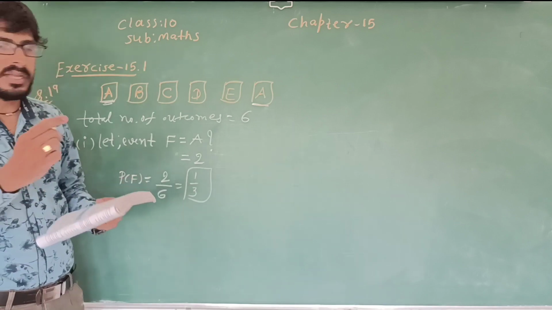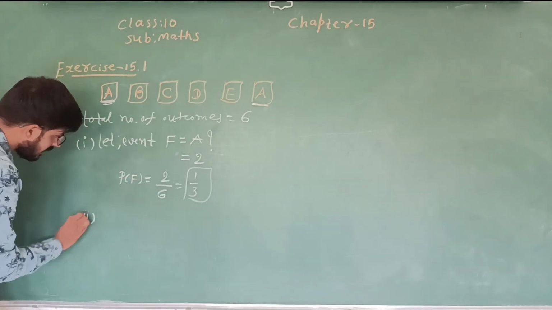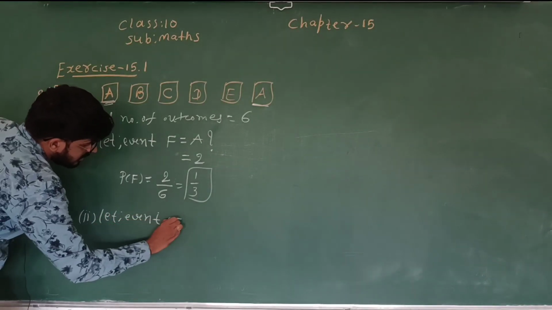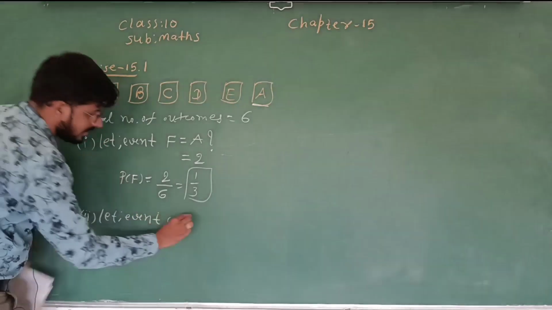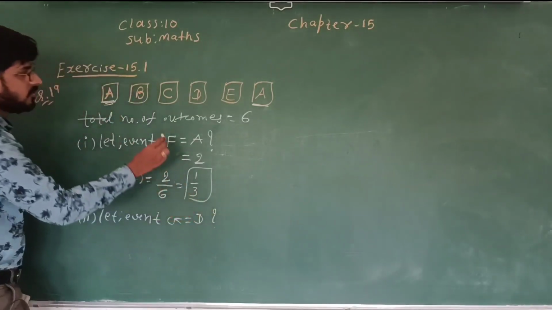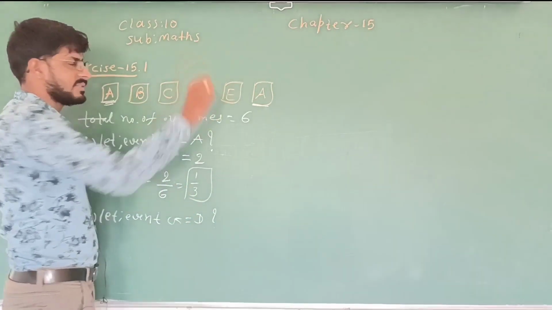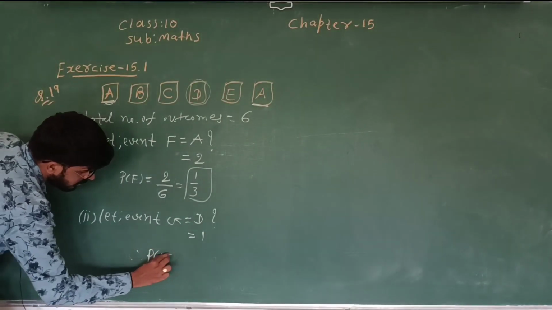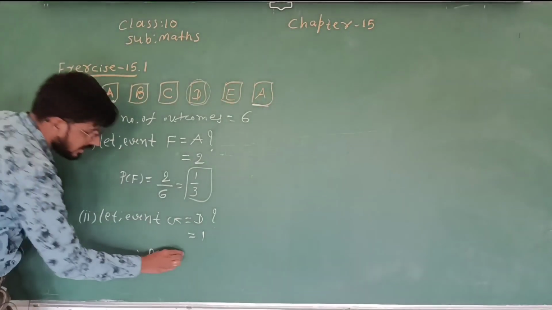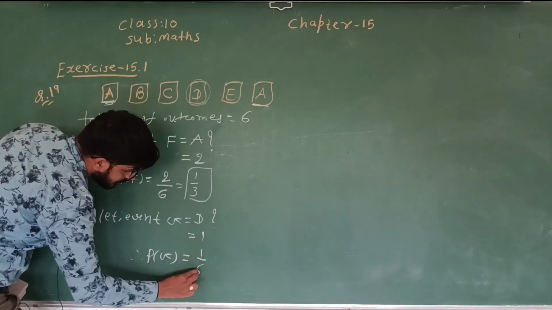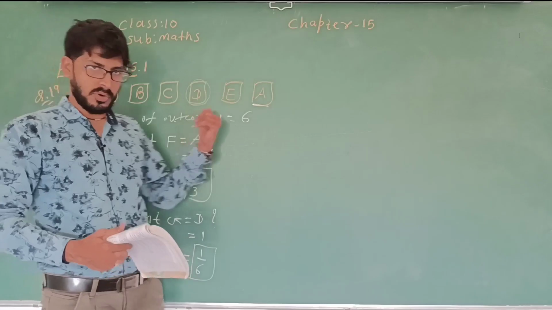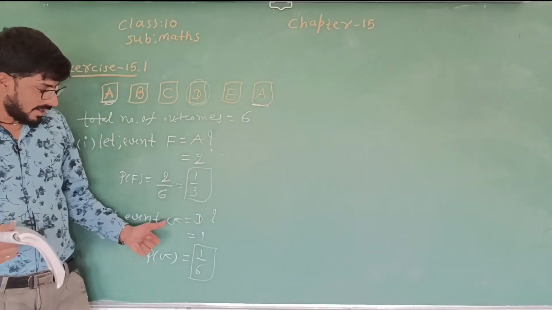Next, second, D. Let event G be equal to D. So we get only a single D, only 1. Therefore the probability of event G is equal to 1 by 6. So the probability of getting D is 1 by 6.